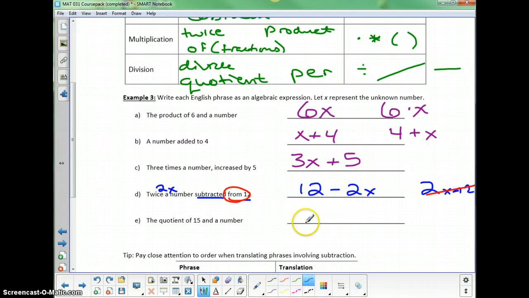On our last example here, we have the quotient of 15 and a number. And again, that word quotient, you don't hear it every day, but it's a division word. Quotient of 15 and a number is 15 divided by x. Most common way to write it would be to write it up and down like that, like a fraction, the quotient of 15 and a number.